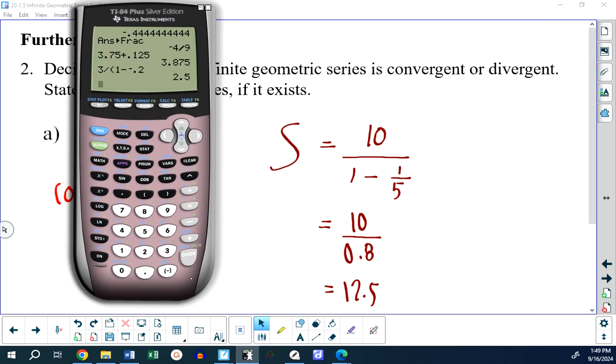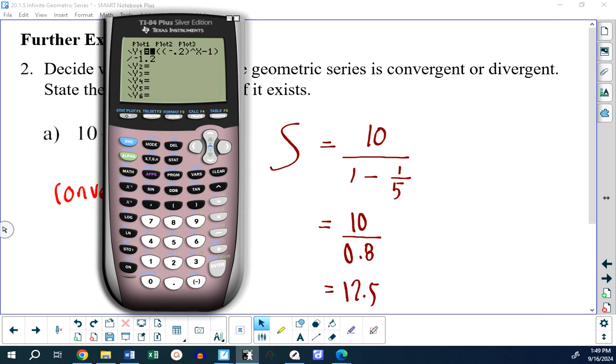Quickly, you don't need to do this. Sn is the first term, which is 10 times in brackets 0.2 raised to the n minus 1, divided by 0.2 minus 1. I'm not using the formula we just learned. I'm using the Sn formula. It's approaching 12.5. But you don't need to do this anymore, okay?